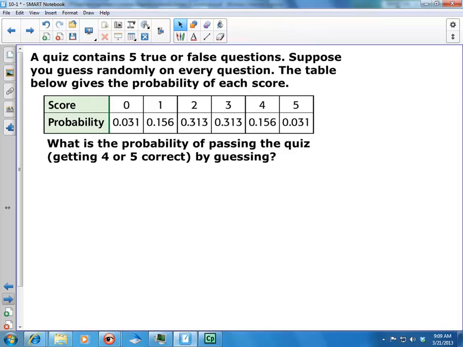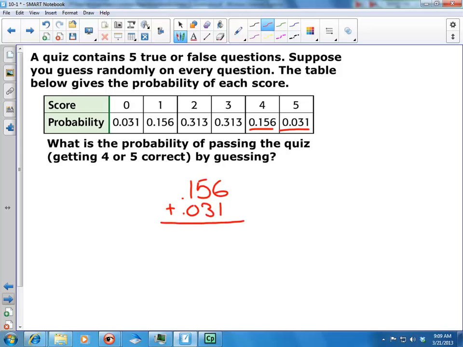Let's see. This says a quiz containing 5 true, false. I think these are the same numbers that we were just working with, actually. Now, it wants to know the probability of you passing the quiz, meaning you get 4 or 5 correct. Okay? So, let's figure that out. Well, to determine that, we just have to add those guys up again, because that'll give us our combined probability. So you really have about a 19% chance of passing, if you guess on all of them.